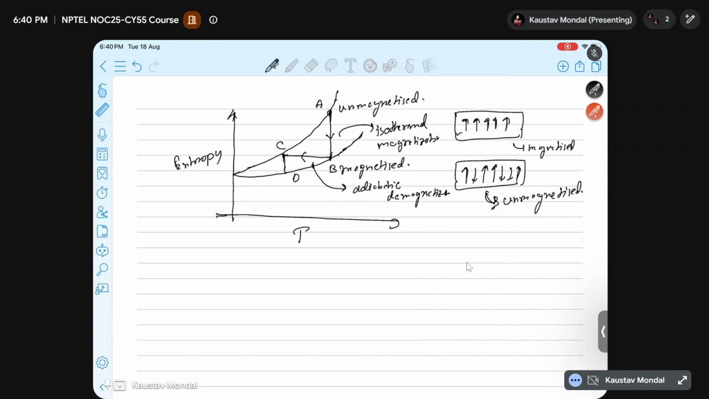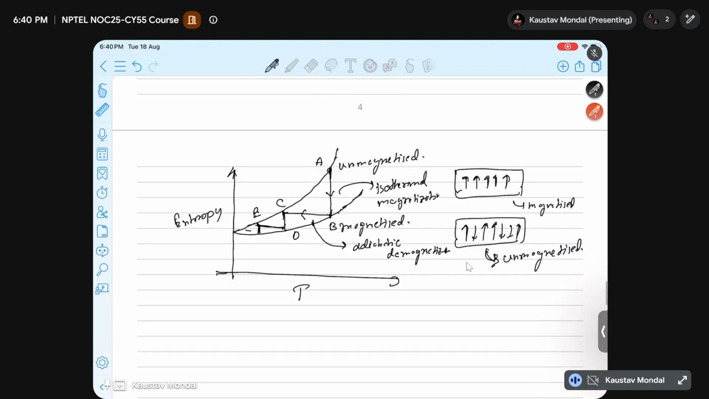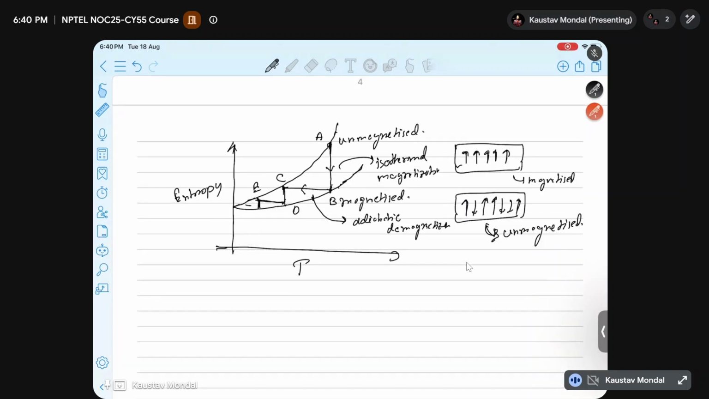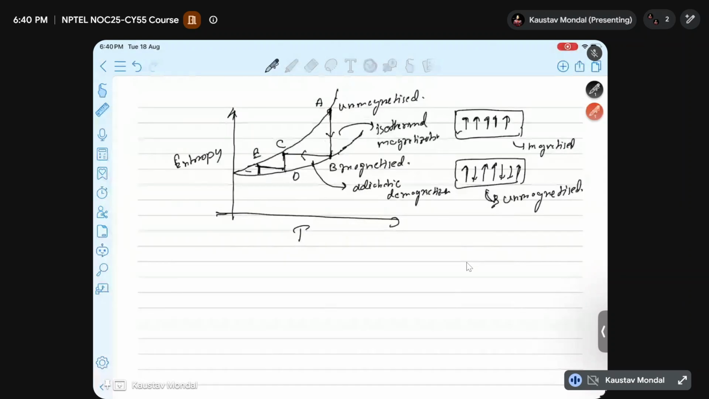Then from C to D, then D to E. If you do this again and again, after a certain point you will bring the temperature of the system very low, almost close to zero. But exactly zero you cannot get, because for that you would have to do these two steps, isothermal magnetization and adiabatic demagnetization, over and over an infinite number of times, which is not practically possible.